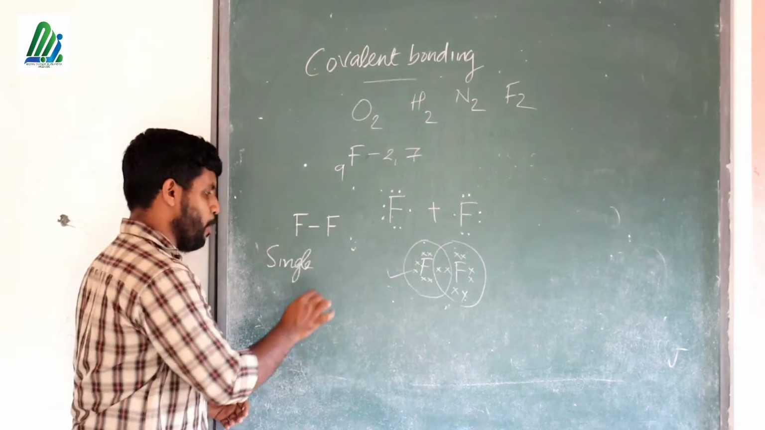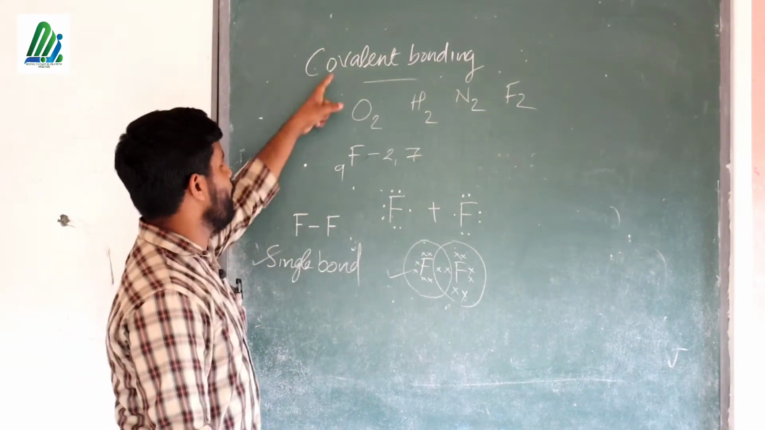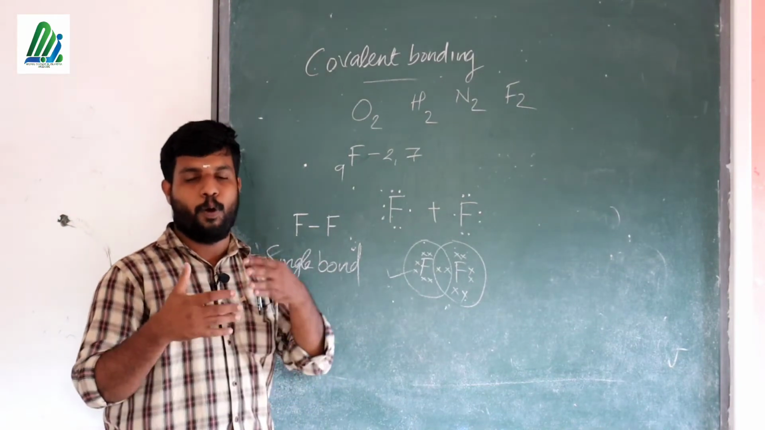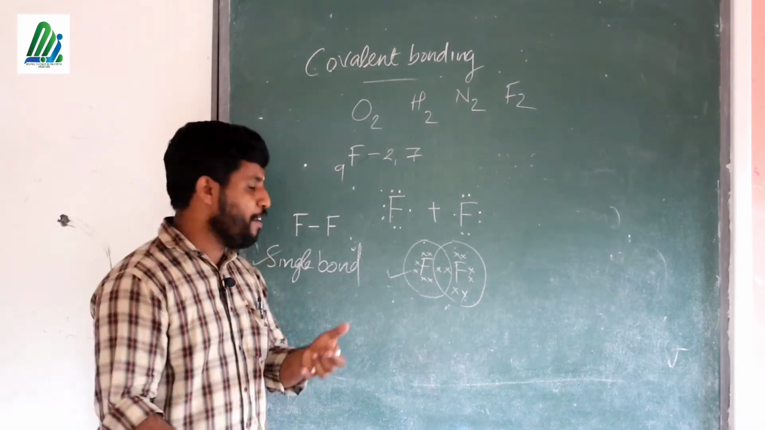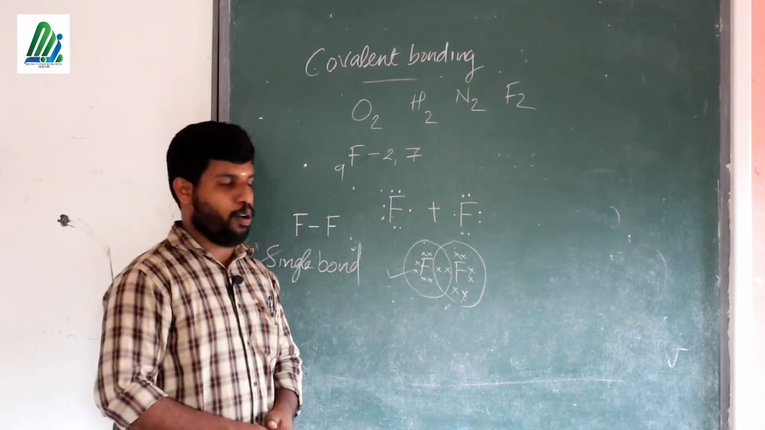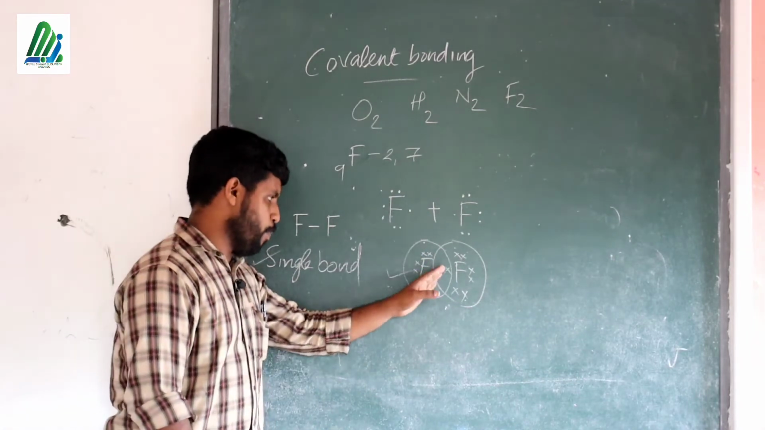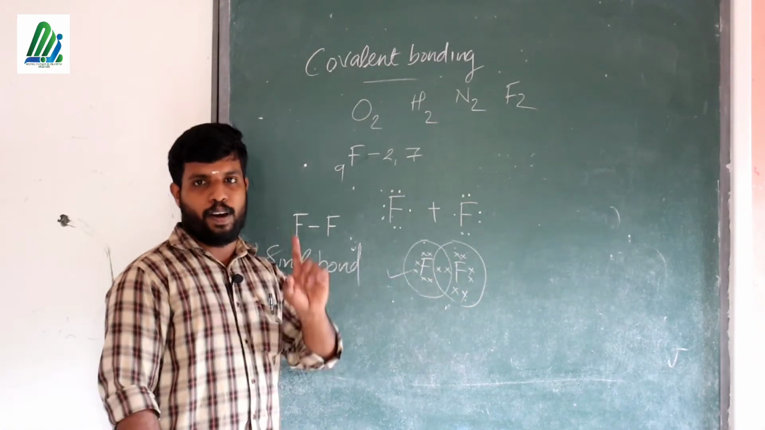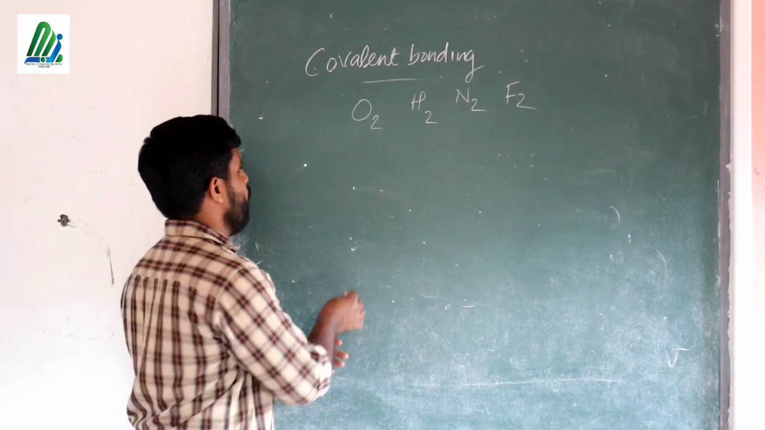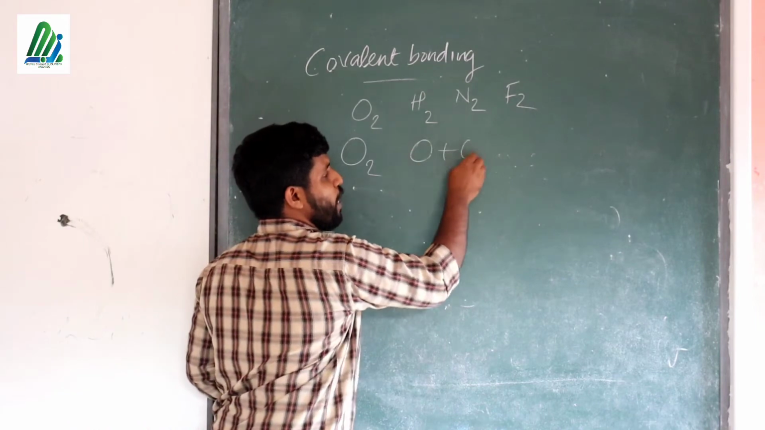If in a covalent bond they share one pair of electrons, such a bond is known as a single bond. So a single bond is a type of covalent bonding. Covalent bonding means they share electrons. The bond is formed by the sharing of electrons. If they share one pair of electrons, it is known as what? Single bond. Okay, good. Get the idea? They shared one pair of electrons, 2 electrons. That means one electron from each atom: one electron from the fluorine, and another fluorine also 1 electron. So one pair of electrons is shared. Then next, another example we are going to discuss is O2, oxygen. The oxygen molecule is formed by the combination of two oxygen atoms.